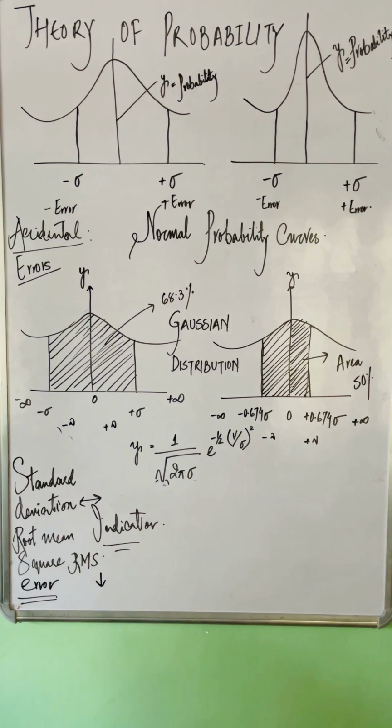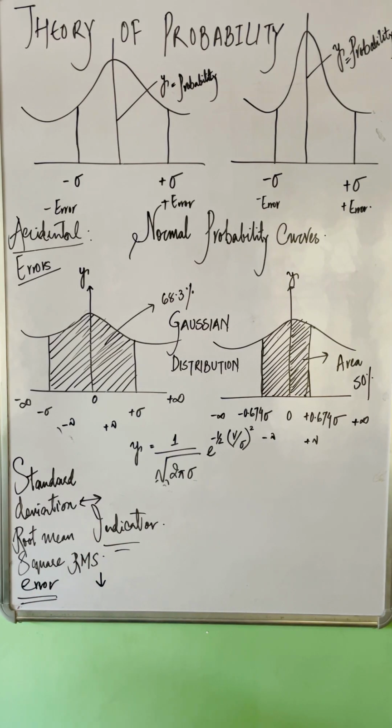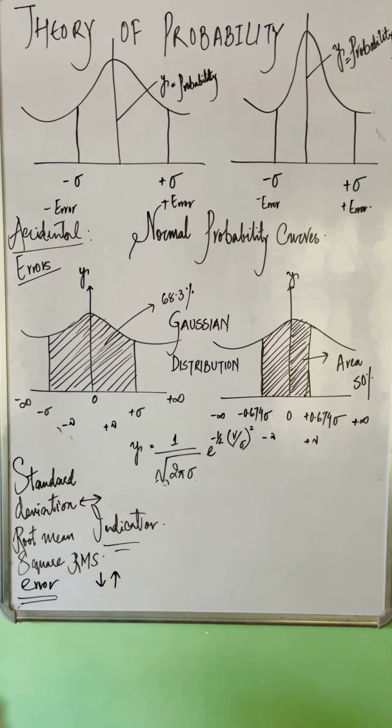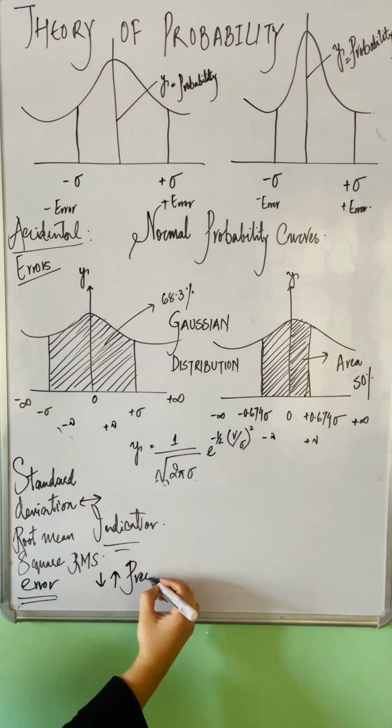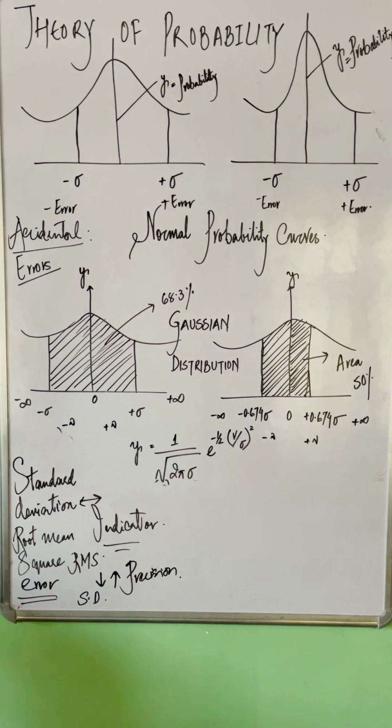The smaller the value of standard deviation, which is also known as root mean square error of a measurement, the greater the precision. This is an indicator to determine the reliability of a set of measurements. The more precise our measurements are, if our standard deviation is low.